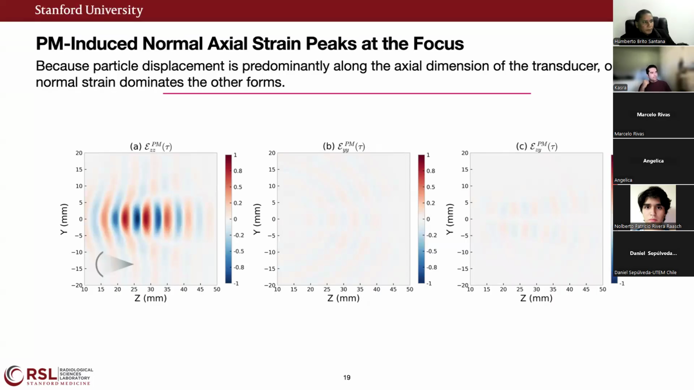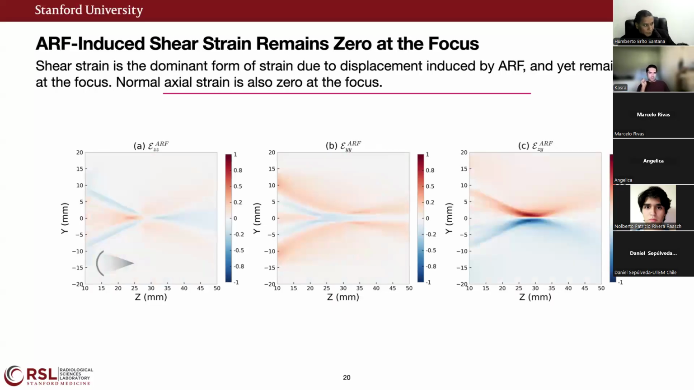One is that the strain due to particle motion peaks at the focus. That's panel A. You can see that strain reaches its maximum value at about 30 millimeters, which is the focus, and it tapers off. The second thing is that the axial normal component of strain dominates the other forms. Note, for example, in panel C, we are showing the shear strain, and it's negligible compared to the normal strain. Please hold that thought and compare that to strain due to acoustic radiation force.